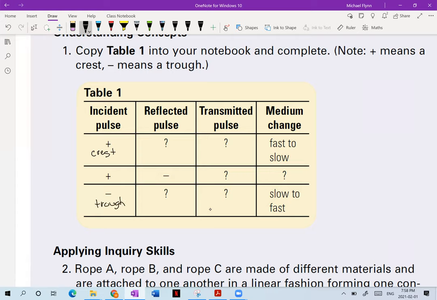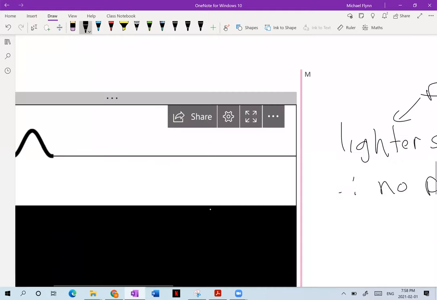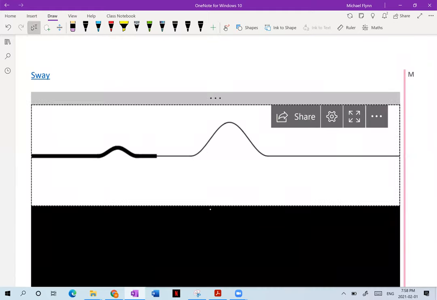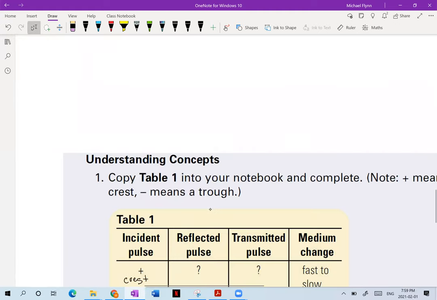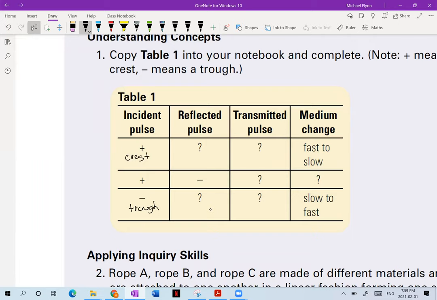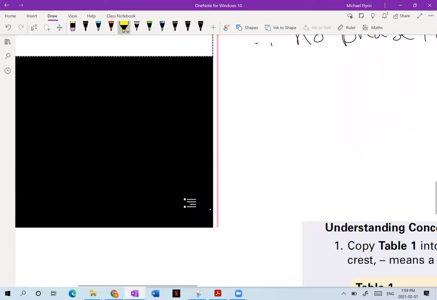Now, what they're saying is, if it's like these scenarios here, it's fast and slow media, right? Fast and slow medium or heavy. Heavy is slow, and fast is lighter. So keep that in mind, just so we can read the question properly. So what they're saying is, if the crest is going from fast to slow, what scenario is that? Well, that is scenario number one.